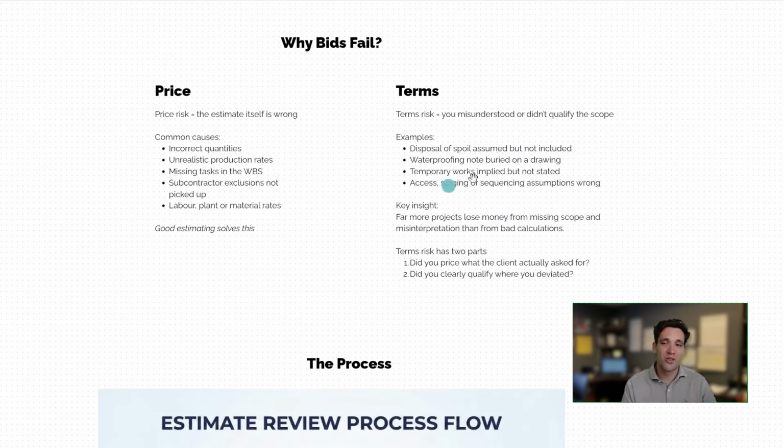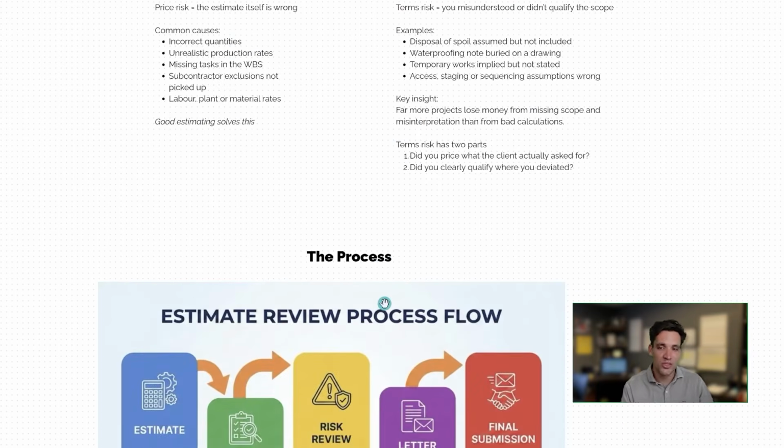And as I've seen in my career, missing scope tends to be a much bigger issue than necessarily poor calculations or errors during the estimating process. And there's really two sides to this. Did we price what our client was asking for? And if we haven't, have we qualified and excluded it? So basically the process I'm going to walk you through is how you, as far as reasonably practical, try to eliminate both these two types of sources of failure from your construction estimates.